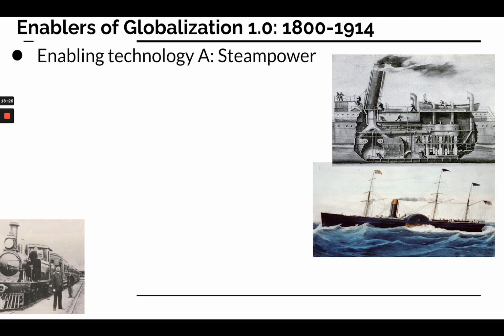The first of our enabling technologies is steam power. And primarily what we're going to be talking about is the steam engine. The steam engine is a lot like our internal combustion engines that power our cars and trucks and school buses today, but instead of the fuel being burned inside the engine, it's burned outside to heat water, to generate high-pressure steam, which then is used to move pistons and crankshafts and gears to generate motive power.